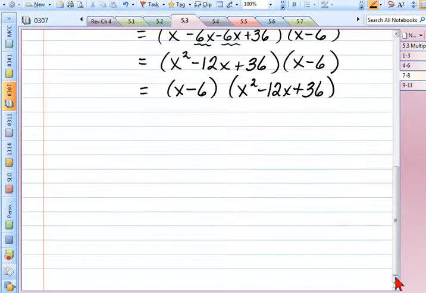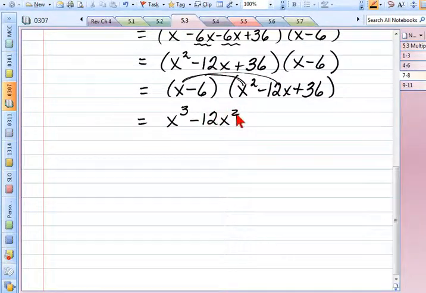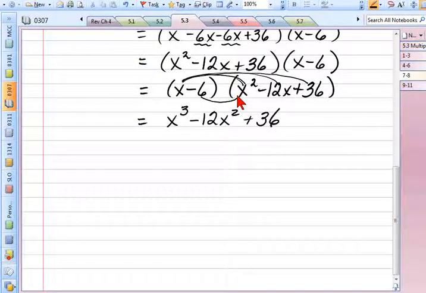So now I need to use the distributive property. And I'm going to write something maybe a little differently this time. I'm going to multiply x times x squared for x to the third. I'm going to multiply x times negative 12x for negative 12x squared. And I'm going to multiply x times 36 for 36x. Now this is where I'm about to write something a little differently. When I multiply negative 6 times x squared, I get negative 6x squared. It's a like term with this one. So I'm just going to write it underneath there.